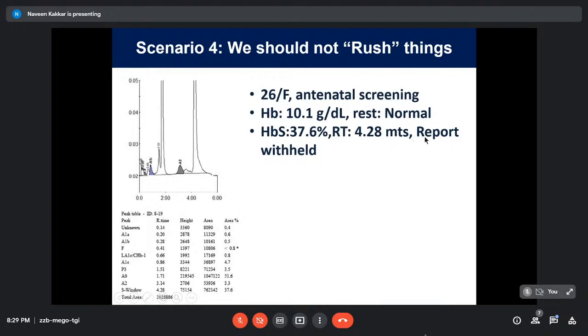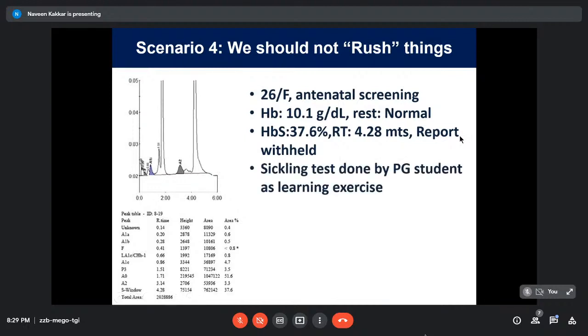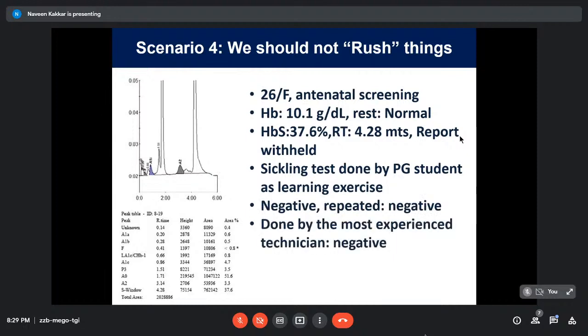So we withheld the report, wanting to check the sickling test. We wanted the PG student to do the sickling as a learning exercise; it was reported as negative. We said, please do it again, do it properly; reported again as negative. Then we got it done by our most experienced technician in the lab, still negative. So what are we dealing with? The instrument is calling it S. We think it is S, but our sickle test is negative.